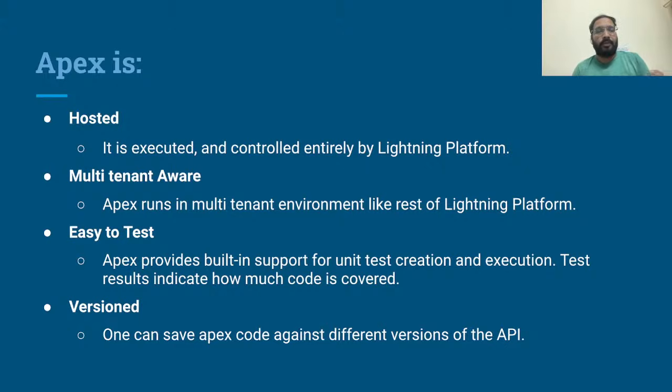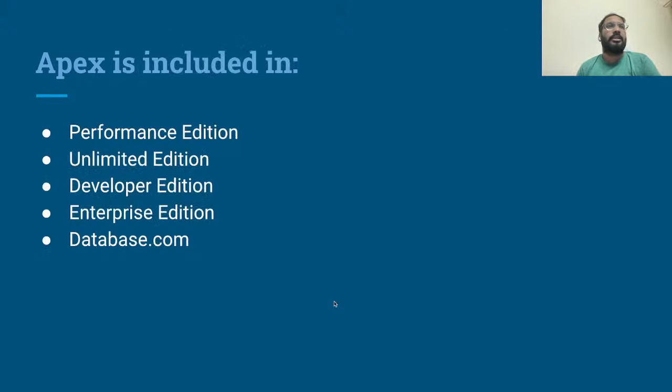So that we can optimize our resources, and if you are not using the entire resource, it doesn't go to waste. So that is basically a multi-tenant environment and easy to test. In Apex, we write Apex test classes. It is easy to write, and it is versioned, so one can save Apex code against different versions. Whenever there is any update, a different version will be available. So these are some features related to Apex.